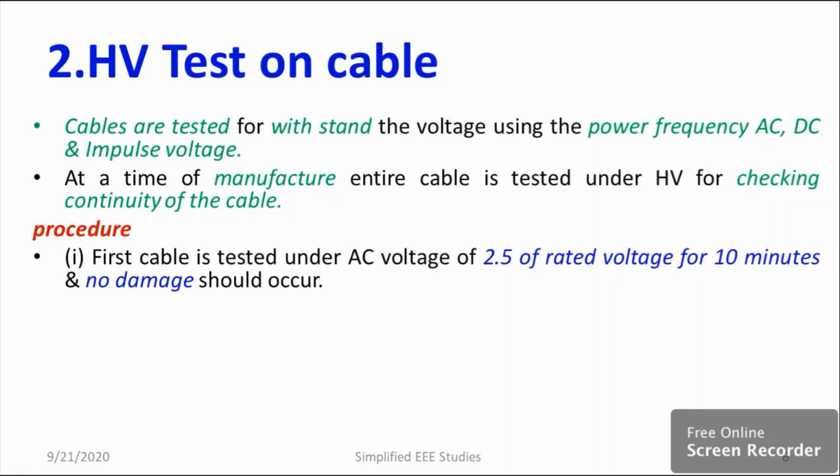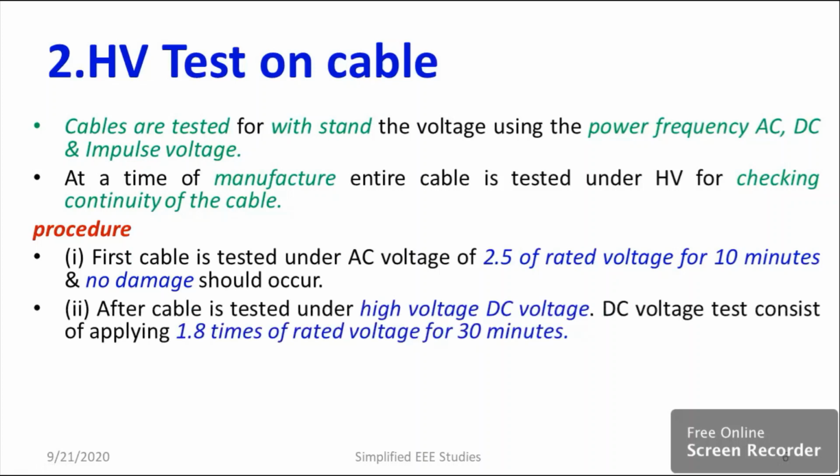Now I would like to discuss the second procedure. After the test, whenever you are applying high voltage at 2.5 times the rated value of that particular voltage, you wait for another 10 minutes and make sure that no damage has occurred. Once the first test is completed, let us move on to the second step. Once the test is successful for the first step, that means the cable is tested under high voltage DC.